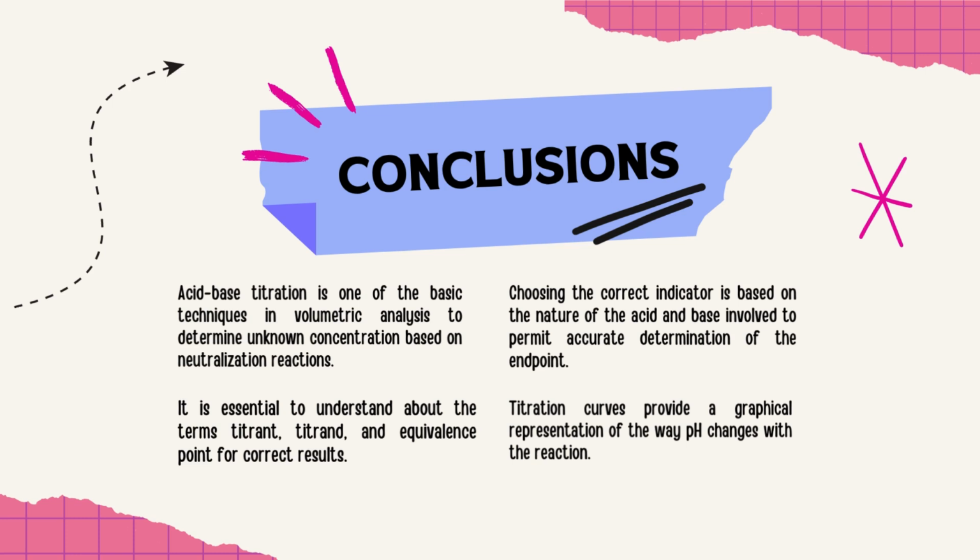Acid-base titration is more than just adding one liquid to another. It's a controlled process requiring accuracy, knowledge of chemical behavior, and interpretation of data. Mastering it builds your foundation in analytical chemistry and prepares you for more advanced lab work. Volumetric analysis, especially acid-base titration, is essential in many scientific and industrial applications. It helps determine concentrations and provides insight into chemical reactions.